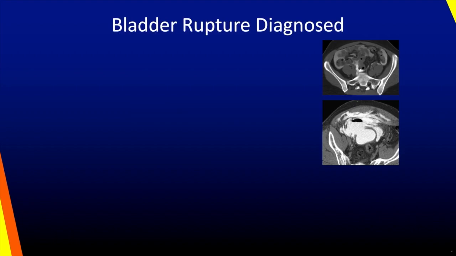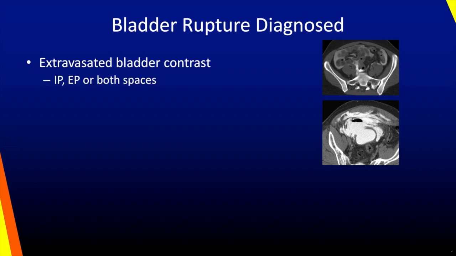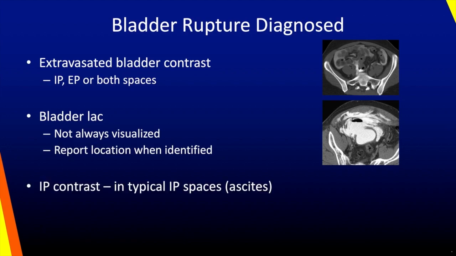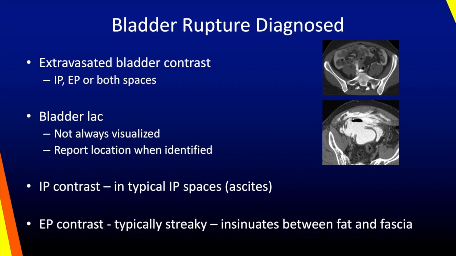Let's look now at the CT cystography appearance of a bladder rupture. A bladder rupture is diagnosed if there's extravasated bladder contrast in the intraperitoneal, extraperitoneal, or both spaces. The bladder laceration itself is not always visualized, but we report its location when it's identified. Intraperitoneal contrast accumulates in the typical intraperitoneal spaces, much like ascites. And extraperitoneal contrast is typically streaky as it insinuates between fat and fascia.